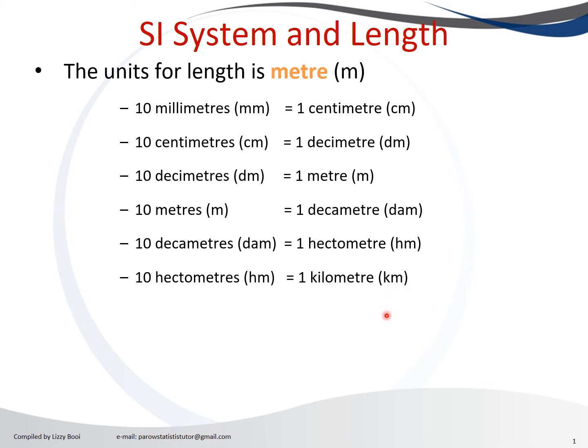How do we then convert from a smaller unit to a bigger unit and from a bigger unit to a smaller unit? To convert from a smaller unit like a millimeter to a bigger unit like meters or kilometers, you need to divide by the appropriate terms, and the appropriate terms will be determined by those. If I convert from meters to kilometers, there are 10 times 10 times 10. There are about 1,000 meters in a kilometer.